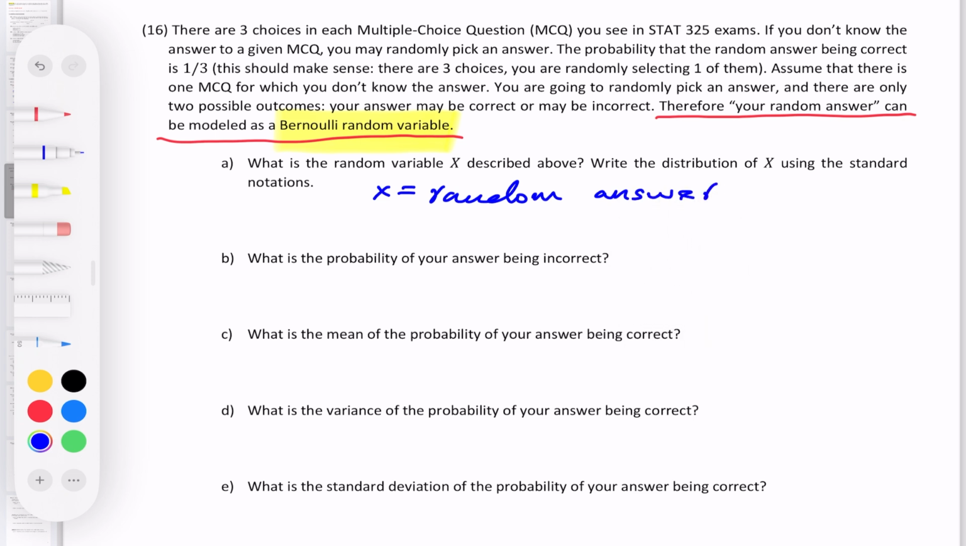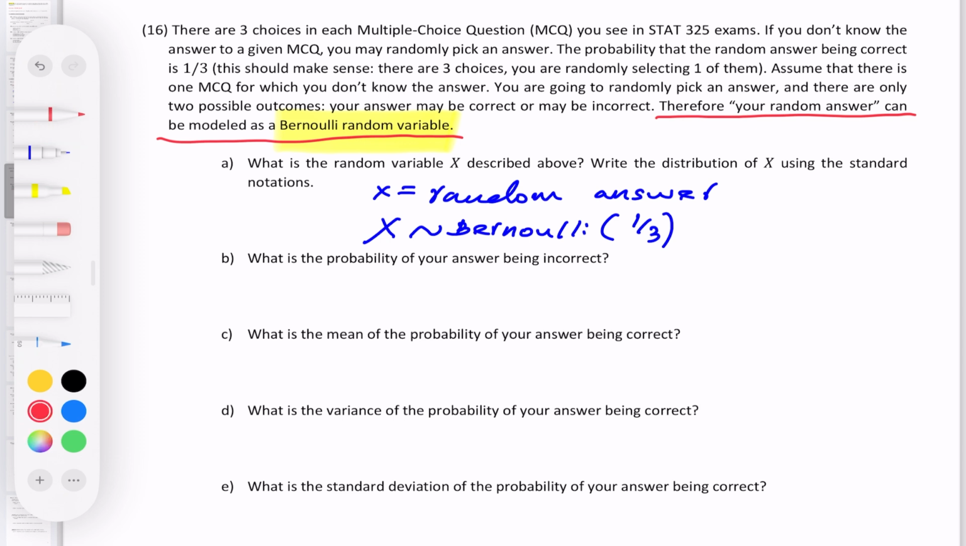But part A has another question, which is write the distribution of x using the standard notations. The distribution of x is written like x is distributed. When it is the Bernoulli distribution, you have to write it in words completely, Bernoulli. And within parentheses, we write down the probability of success. So the probability of your answer being correct, if we assume that success is defined as the answer being correct, it is equal to 1/3. So that's the standard notation for the Bernoulli distribution.